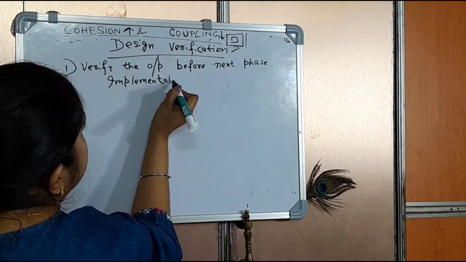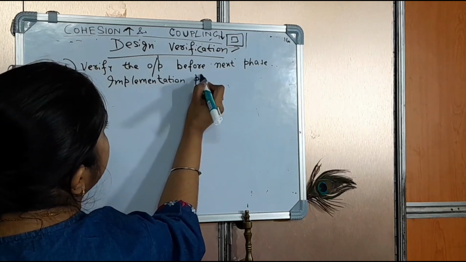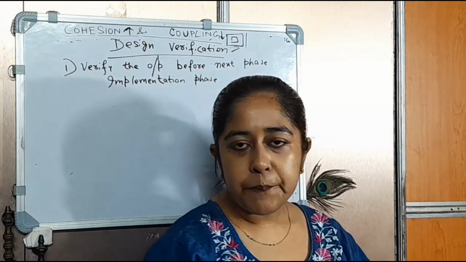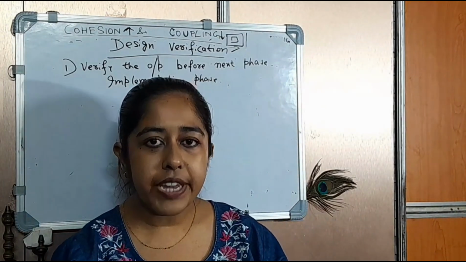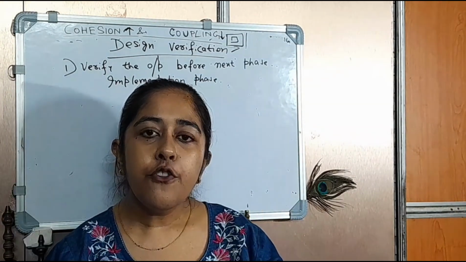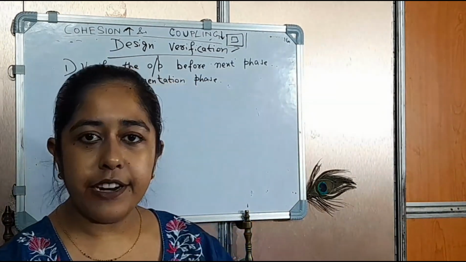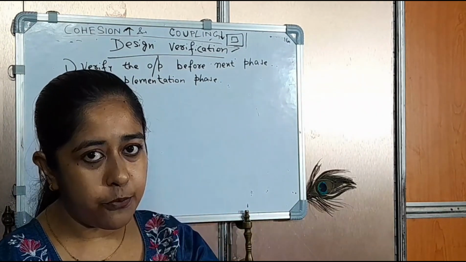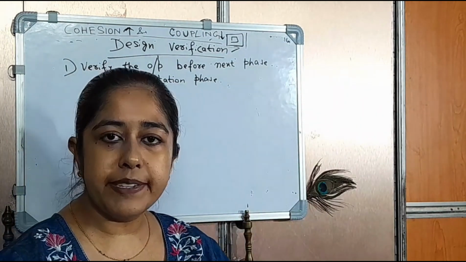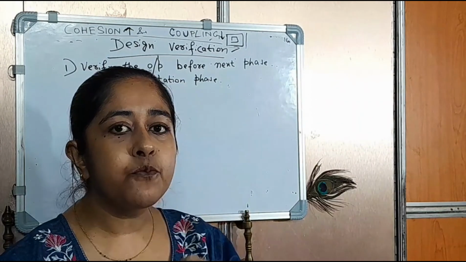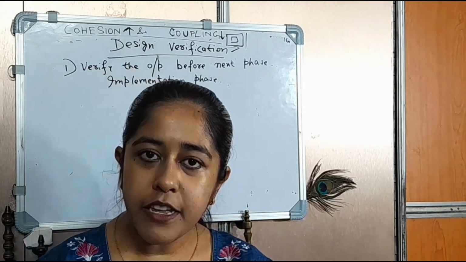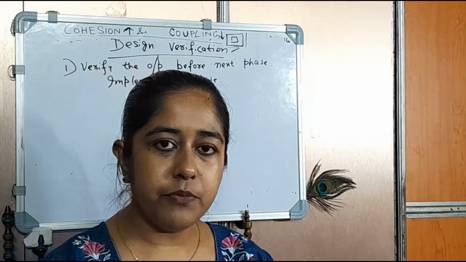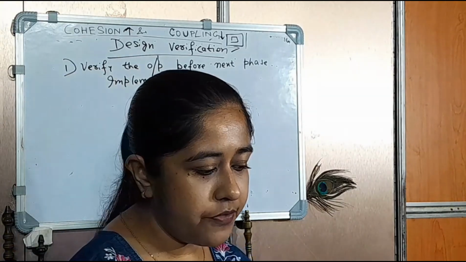So what we have to do before we go to the implementation phase is verify these outputs for any kind of error. You have to verify your output before going to the implementation phase. This is the first point you have to keep in mind: verification should be done before the implementation phase.